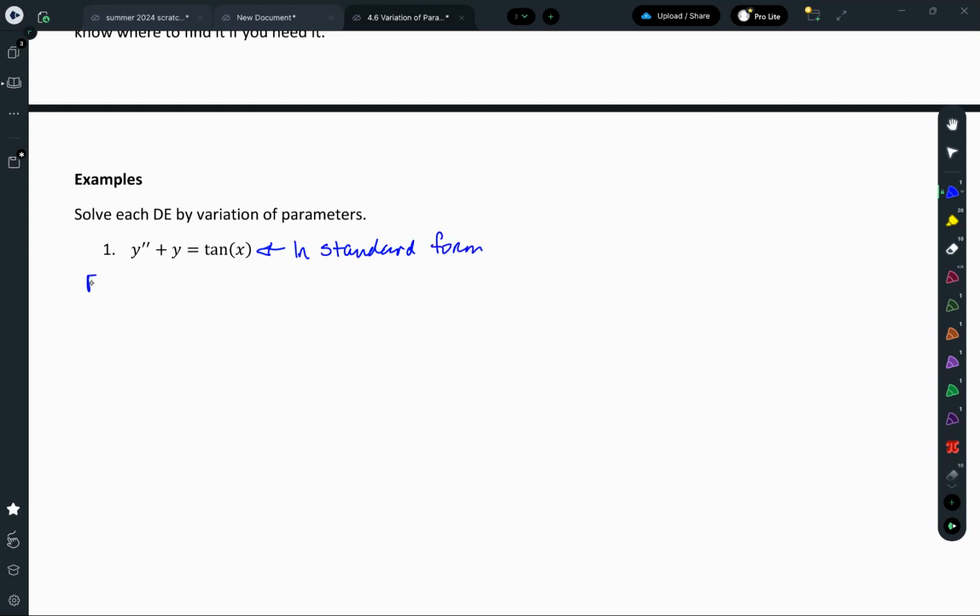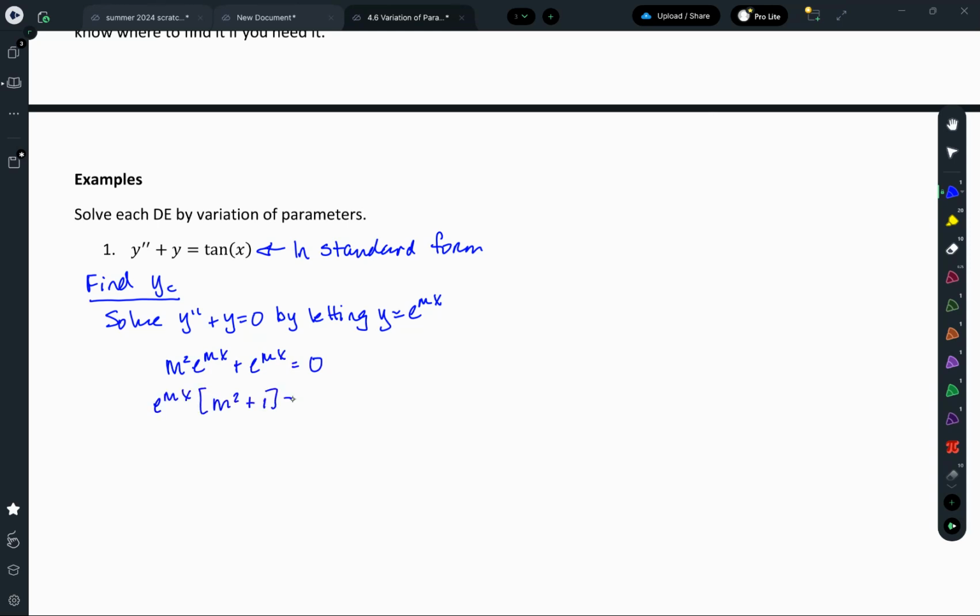The next step is find y sub c. So when we find y sub c, that means we're going to solve y double prime plus y equals 0 by letting y equal e to the mx, just as we did before in 4.3. So when we let y equal e to the mx and we substitute it and its derivatives in, we get m squared e to the mx plus e to the mx is equal to 0. Factor out the e to the mx, that leaves behind m squared plus 1 is equal to 0.